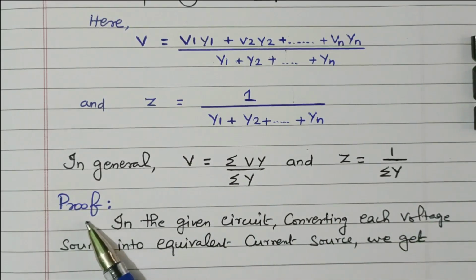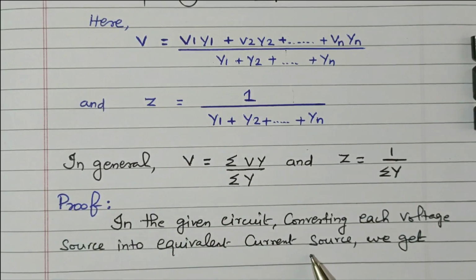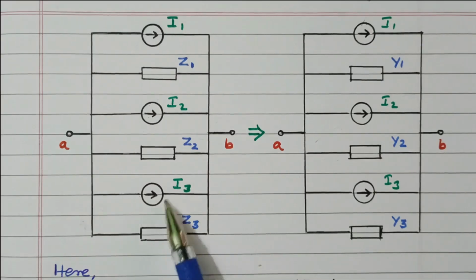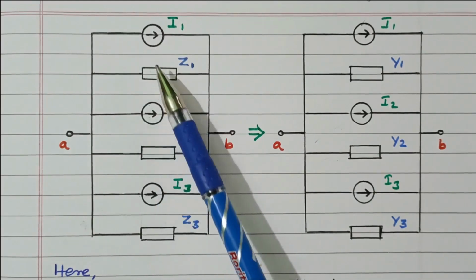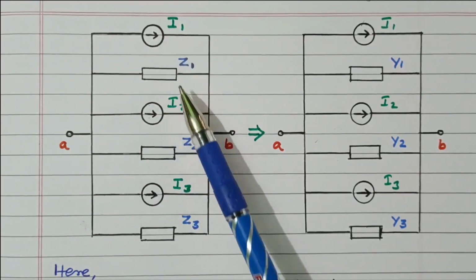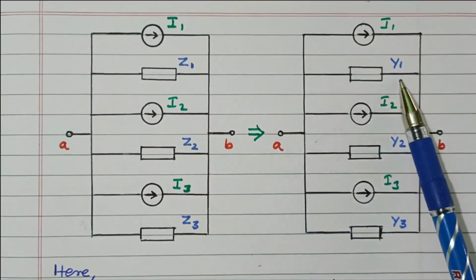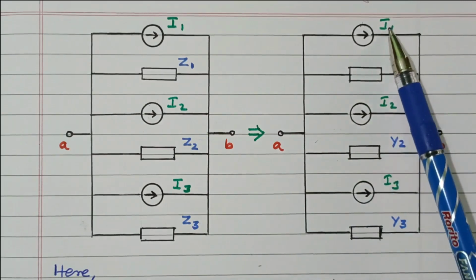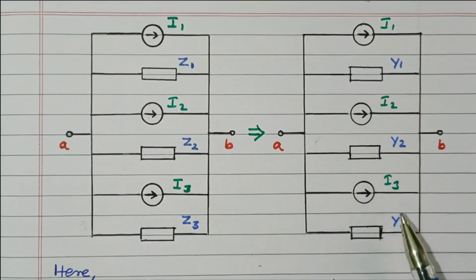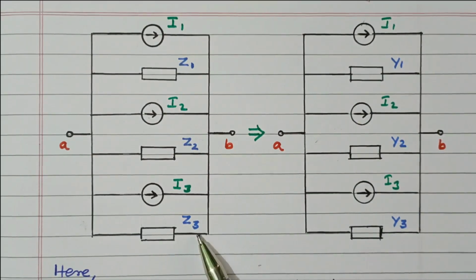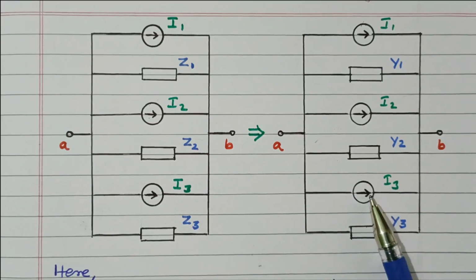Now we'll see the proof for that, how we are getting this formula. First we'll consider the voltage source, that we are now going to convert into a current source. Now we'll see the diagram, how we are converting from voltage source to current source. Now refer to this diagram, we have current sources available in parallel with impedances. This is the first current source, second current source and third current source. Now that is converted into a current source in parallel with the admittance Y1: I1, Y1. Similarly I2, Y2, I3, Y3, right? So the source is now converted into a current source with the admittance.